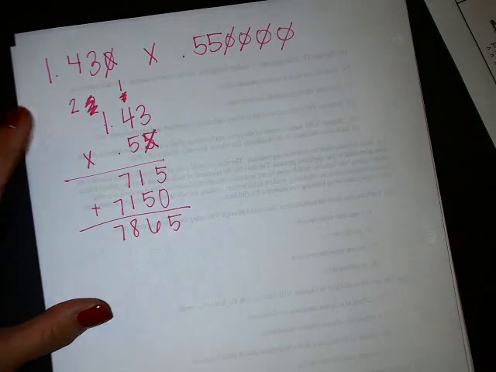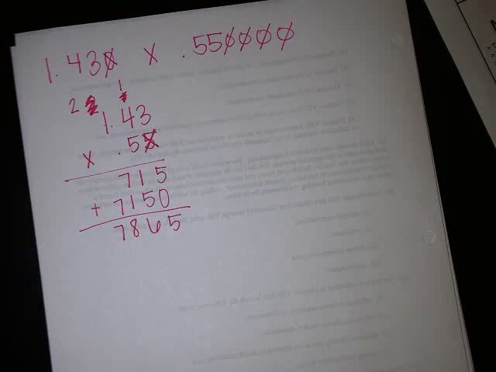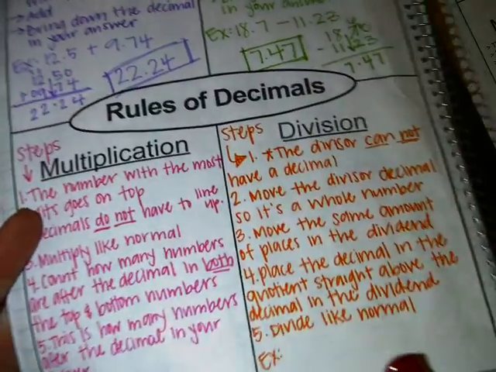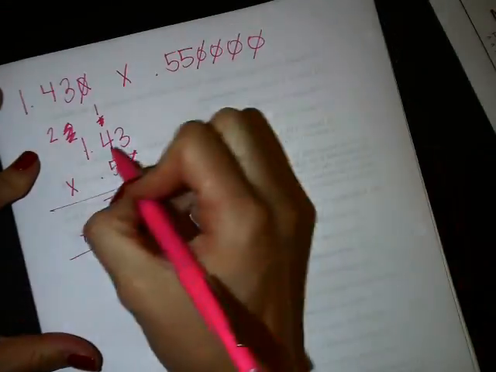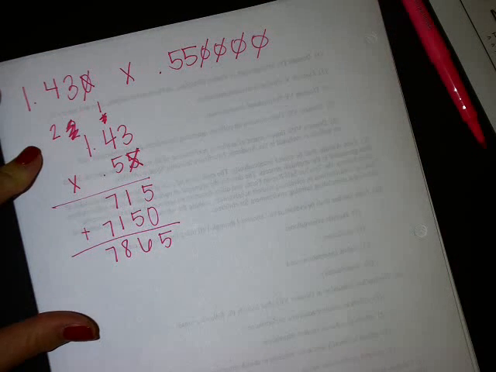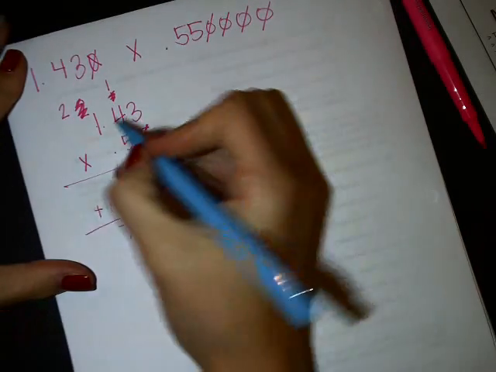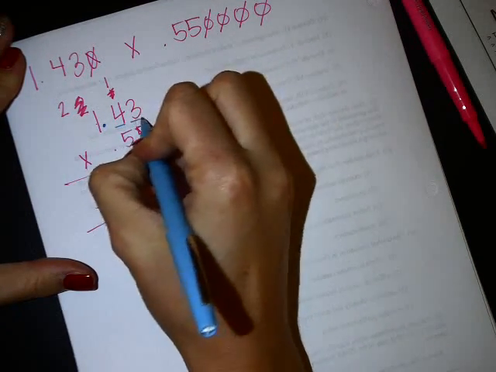And then 3 and 5 gives you 15. 4 times 5 is 20 plus 1 gives you 21. And then 1 and 5 gives you 5 plus 2 is 7. Okay? Then we add these up. 5, 6, 8, 7. Now figuring out where the decimal goes is the biggest thing, but we make it pretty easy.